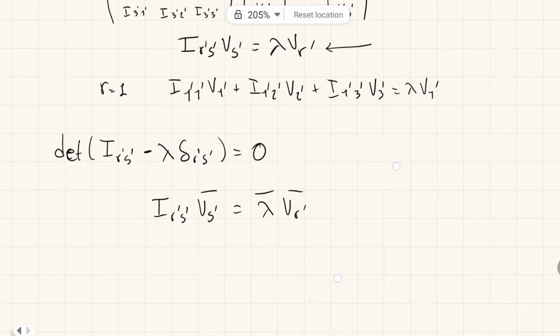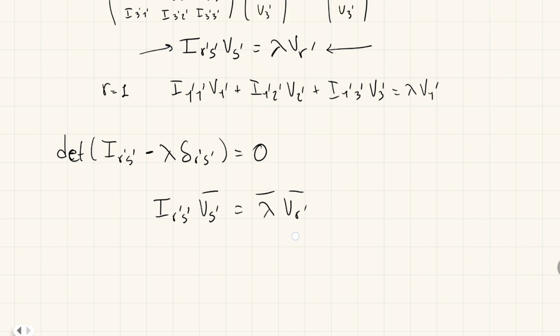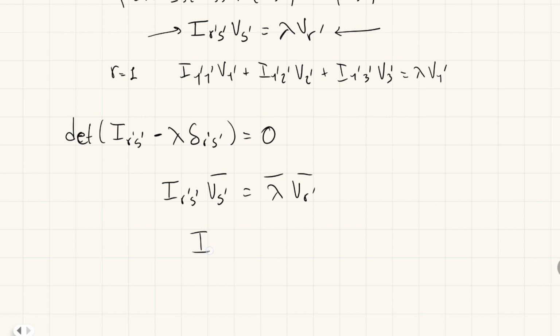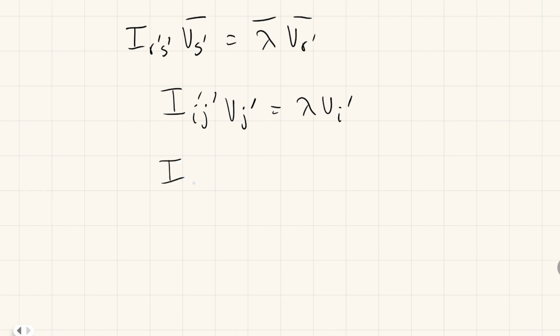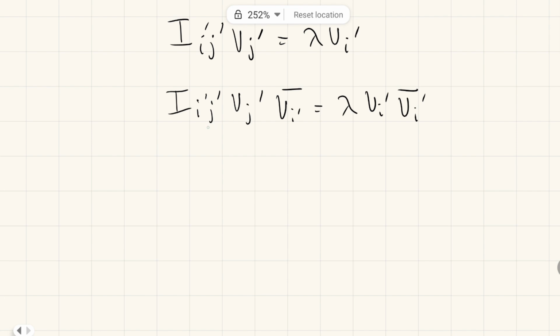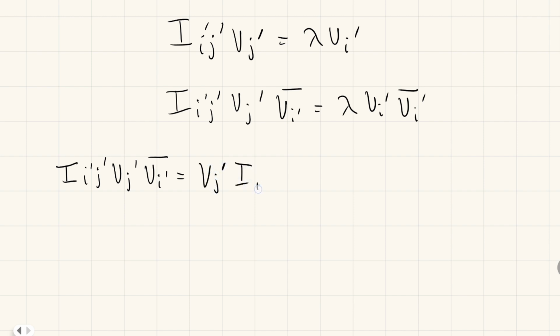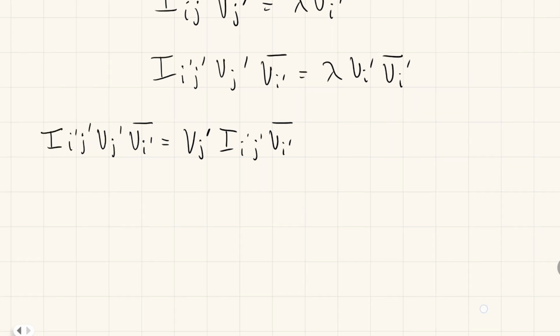Perfect. So let me rewrite this equation again, but with other indices like this: I i prime j prime b j prime equals lambda b i prime. What we are going to do is multiply both sides of this equation by the factor b i prime conjugate. So this will be lambda b i prime b i prime conjugate. On the other hand, let me write again the equation: this can be seen as b j prime I i prime j prime b i prime conjugate.